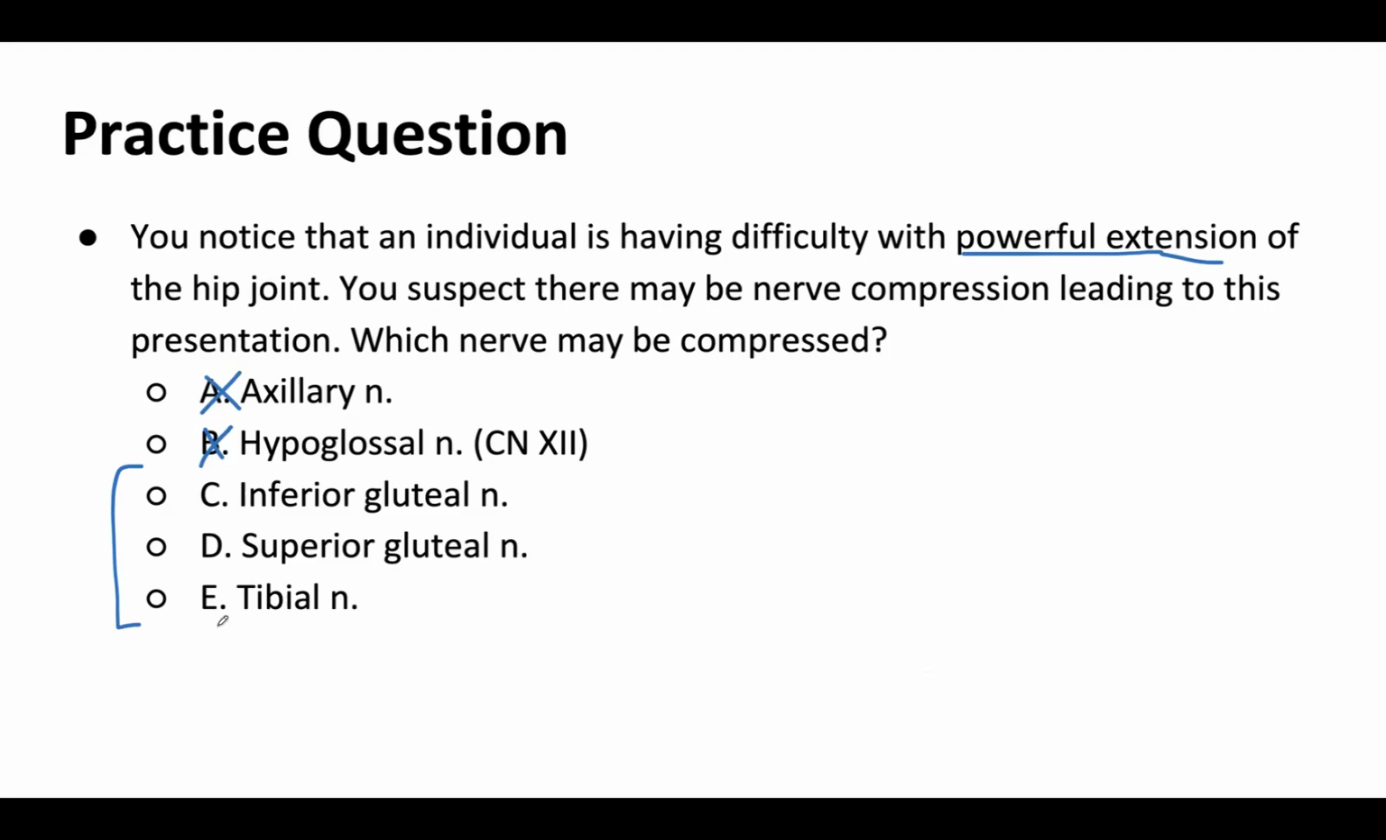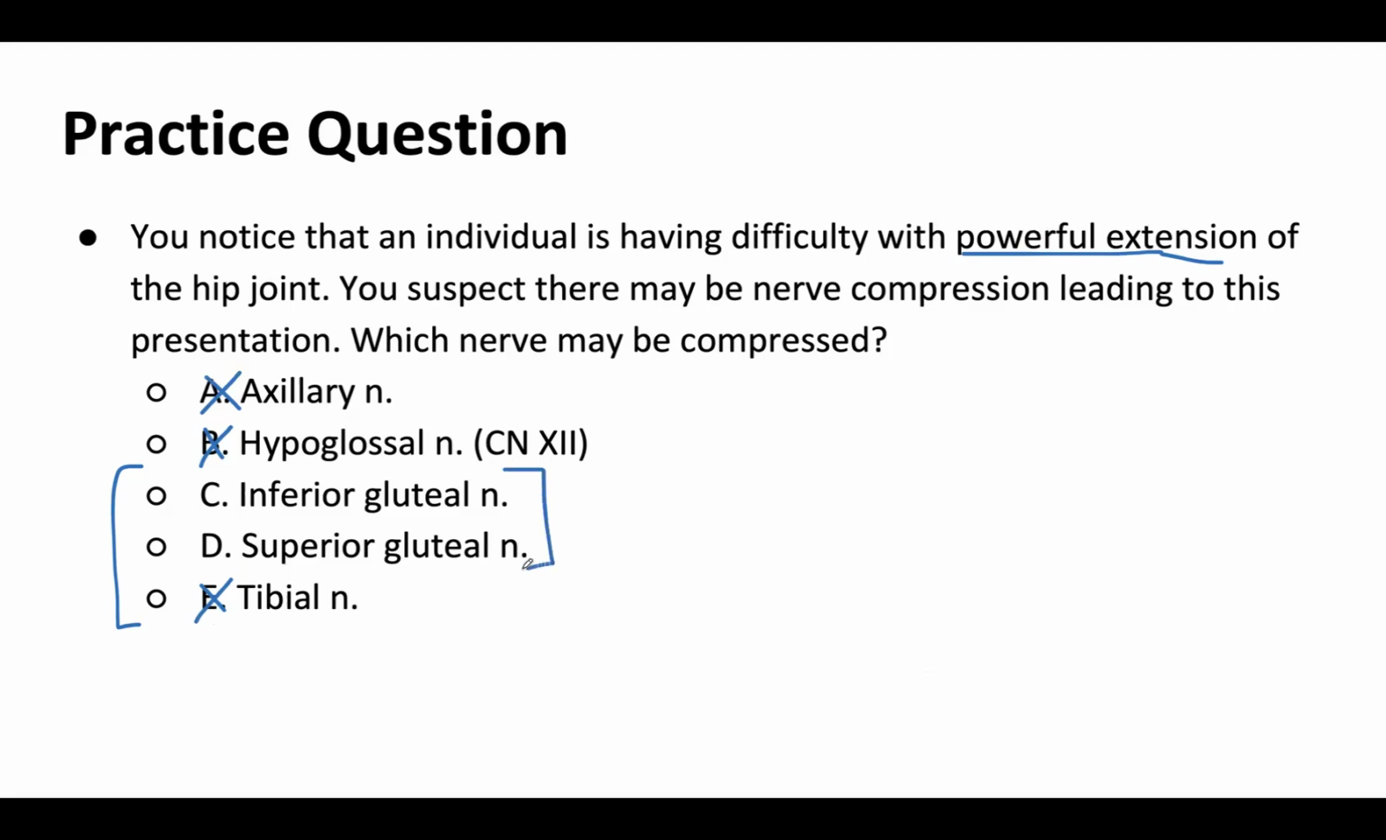We actually haven't talked about the tibial nerve yet, but it is a subdivision of the sciatic nerve, and it will innervate muscles of the posterior thigh and leg. Now, we will talk about how the hamstring muscles of the posterior thigh will extend the hip, but it is not the powerful extension like you have with one of your gluteal muscles. It's more for casual walking or just standing upright in regards to hip extension. So this isn't the correct answer either.